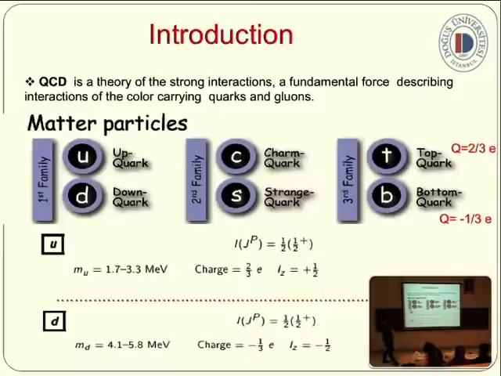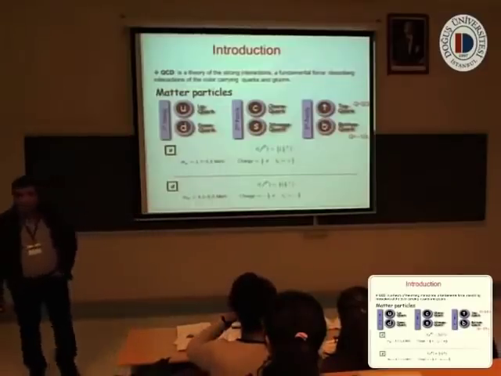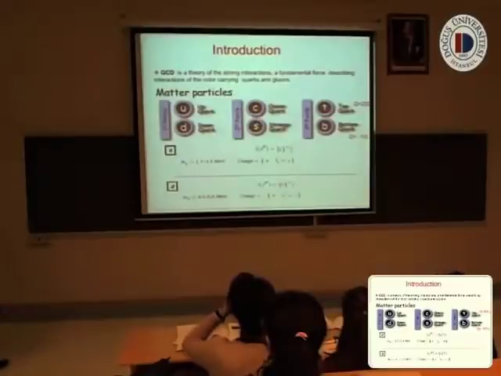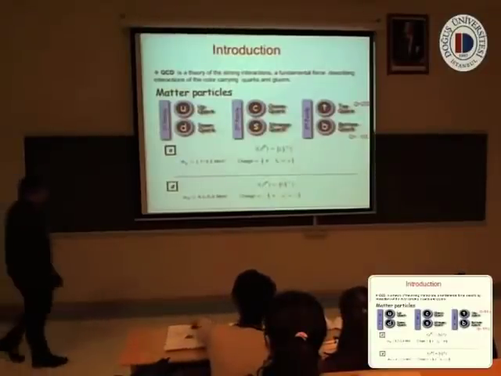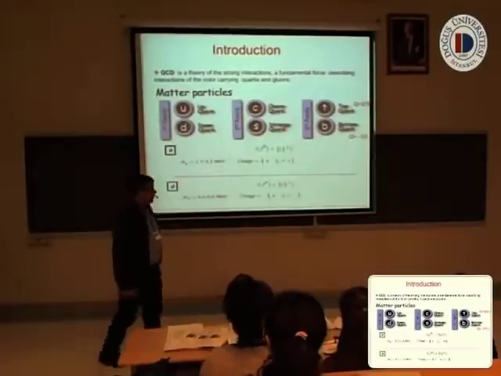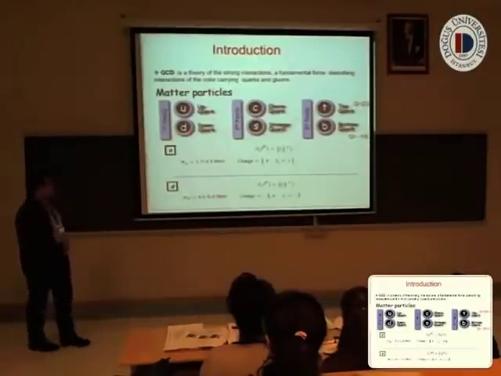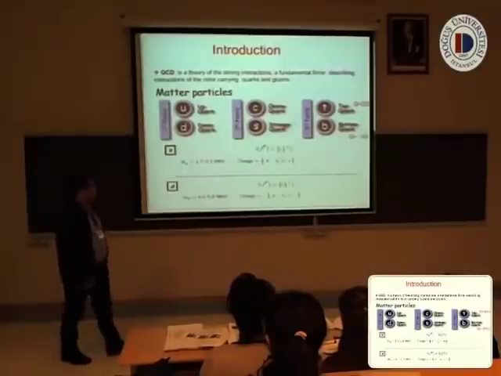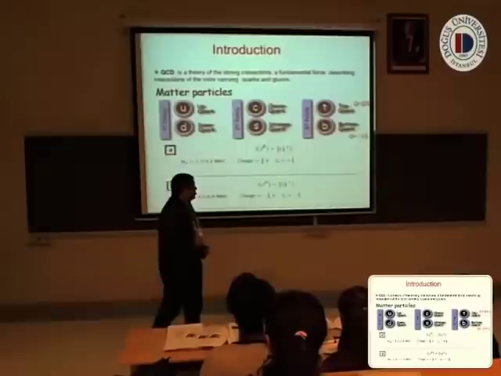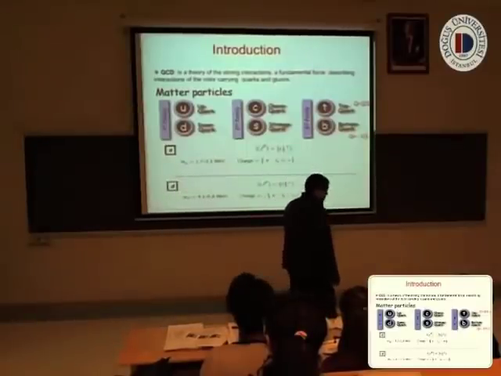As you know, quantum chromodynamics is the quantum theory of the strong interaction. This strong interaction is a fundamental force between the quarks as matter particles and the gluons as the mediators or force carriers. First, let's look at the matter particles, which are six quarks in the standard model in three families or three generations. The first family is up-down quarks, the second is charm-strange, and the last is the top and bottom quarks.